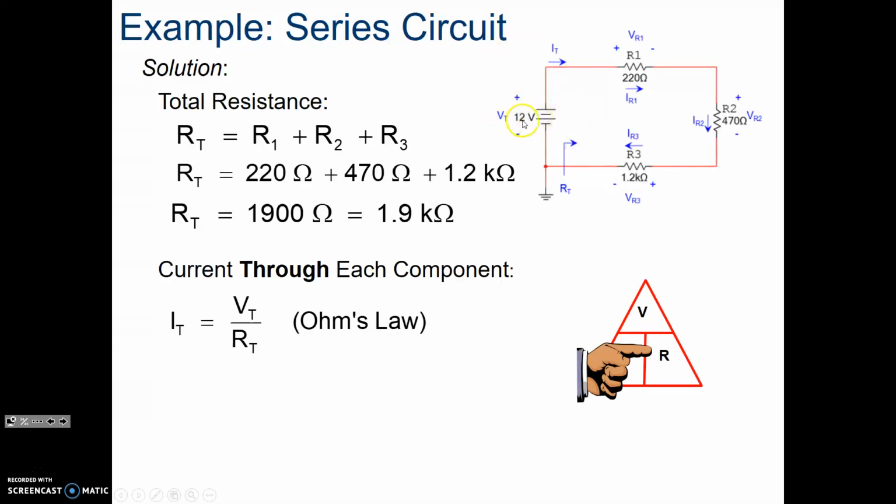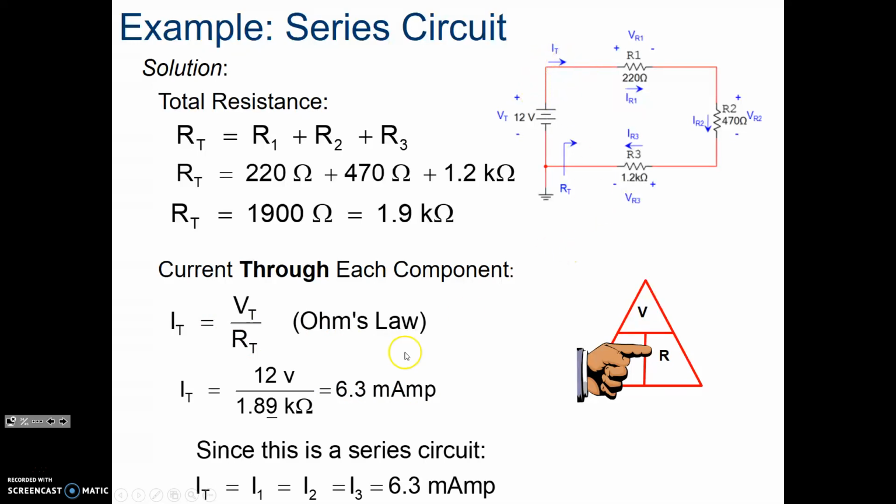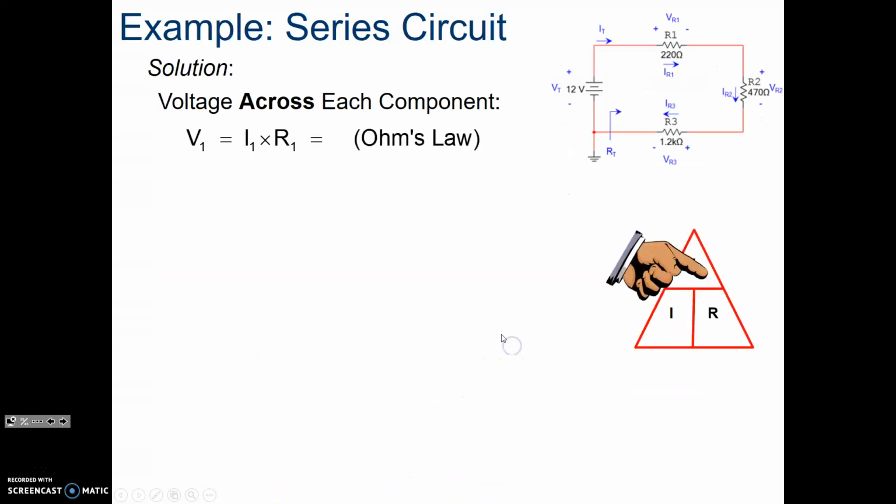Then you need to get the total current, and to do that, we have the total voltage, which is the battery, 12 volts. We put that there. We just got the total resistance, the 1,900. We put that there, and we get 6.3 milliamps. That's leaving the battery. Since the current is not going to deviate anywhere, there's no option. It has to go through here, here, and here. They're all equal to each other, 6.3 milliamps.